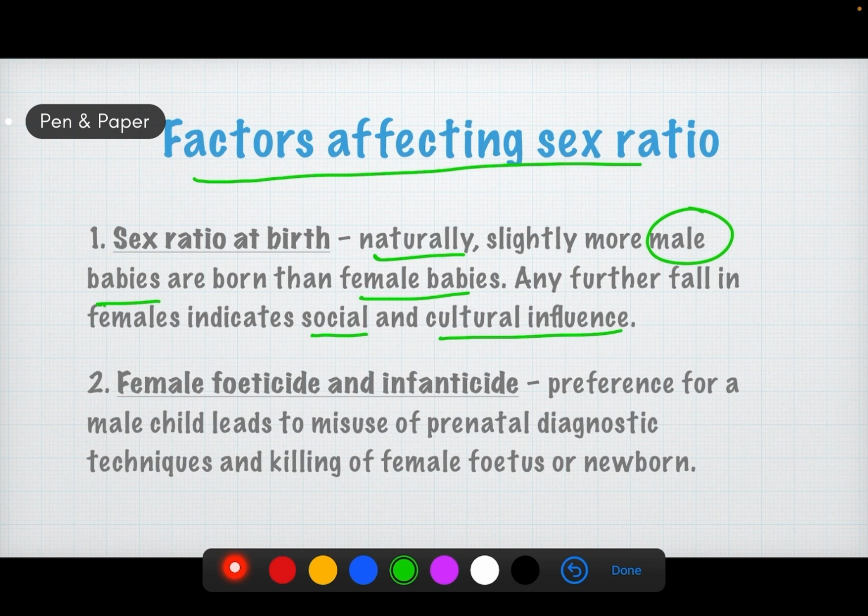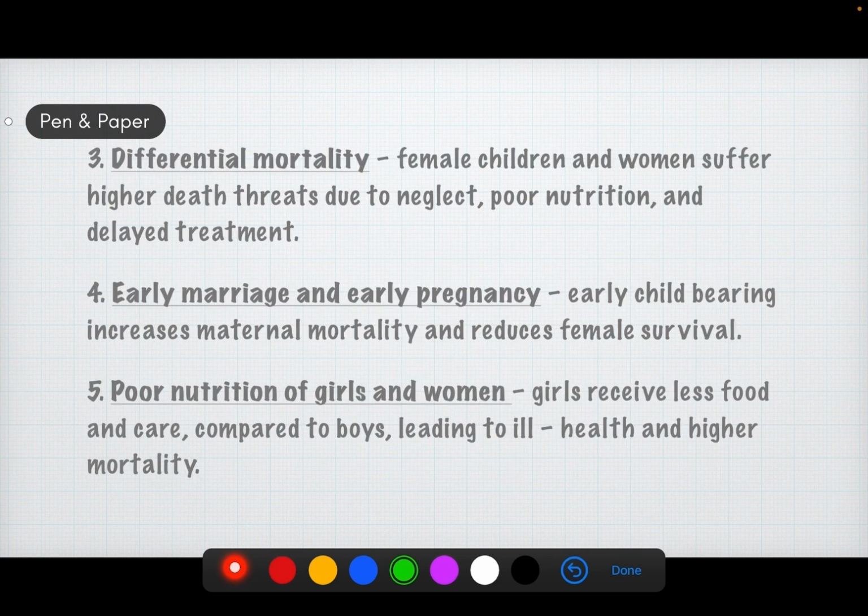Second, female feticide and infanticide. Preference for a male child leads to misuse of prenatal diagnostic techniques and killing of female fetus or newborn. This is the second factor, female feticide and infanticide. Third factor, differential mortality. Female children and women suffer higher death rates due to neglect, poor nutrition and delayed treatment.